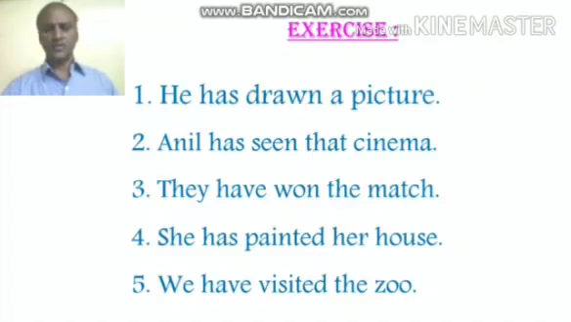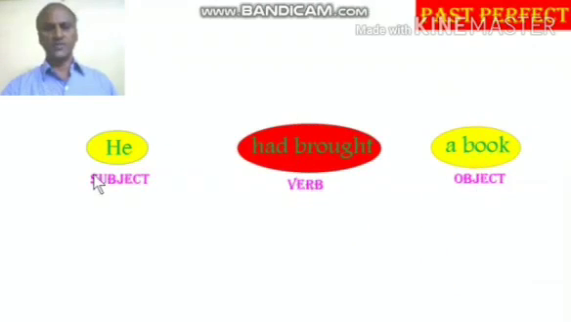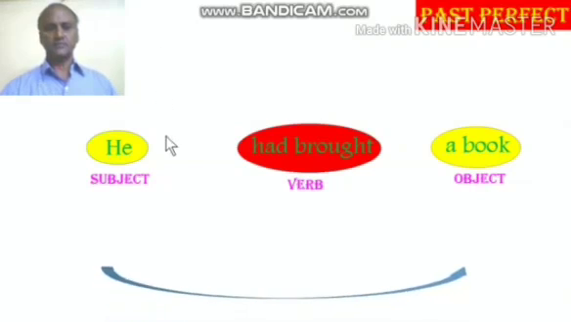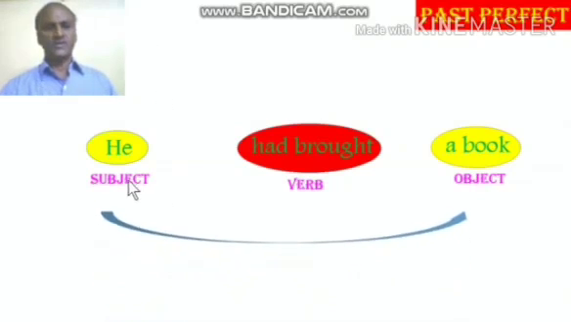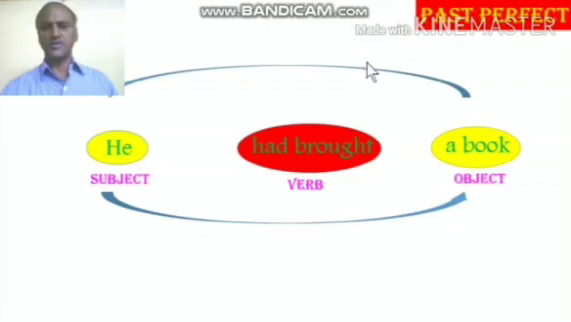Next, seventh division is past perfect. He is the subject, had brought the verb, a book is the object. So the first step is to identify the subject, verb and object. Then the second step is to change the positions of subject to object place and then object to the subject place. That is the second step you have to follow.